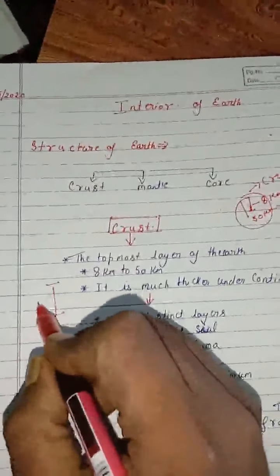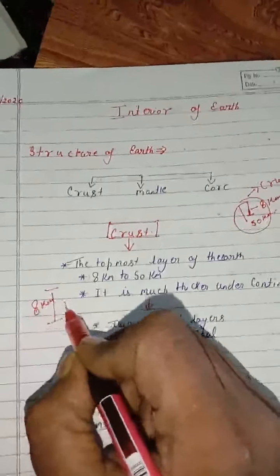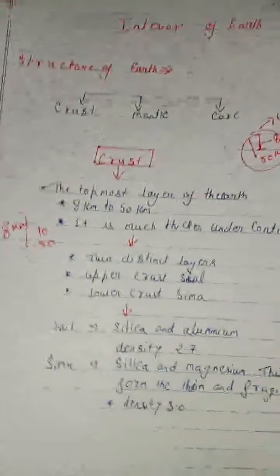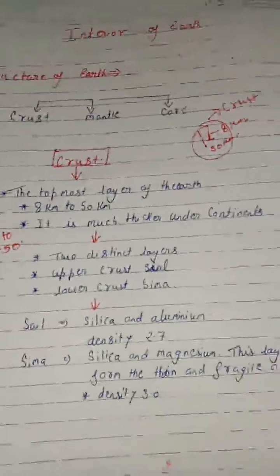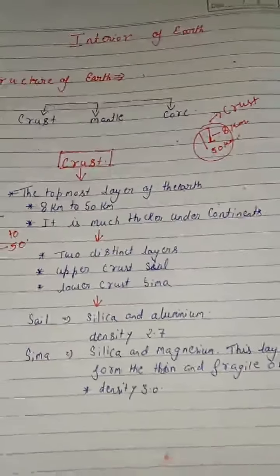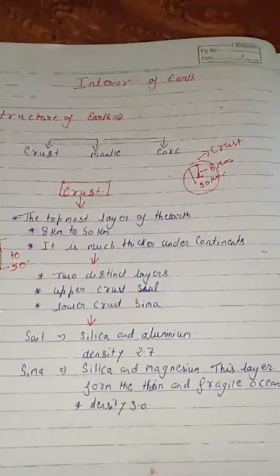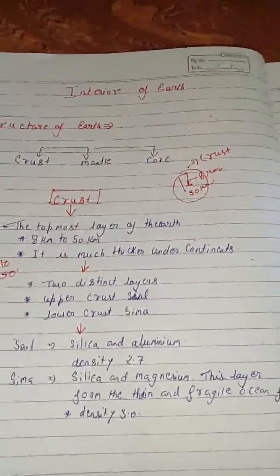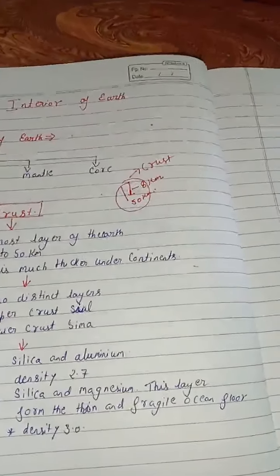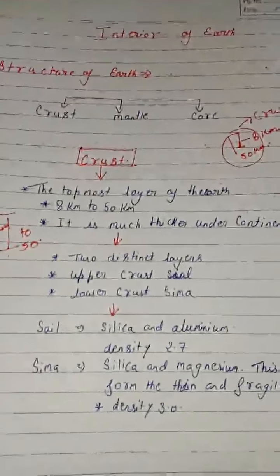Its thickness varies from 8 kilometer to 50 kilometer. Means that somewhere it is 8 kilometer and somewhere it is 50 kilometer. It is much thicker under the continent. Where the oceans are, the thickness of the crust is less, and under the continents, the uppermost layer, the thickness is about 50 kilometer.